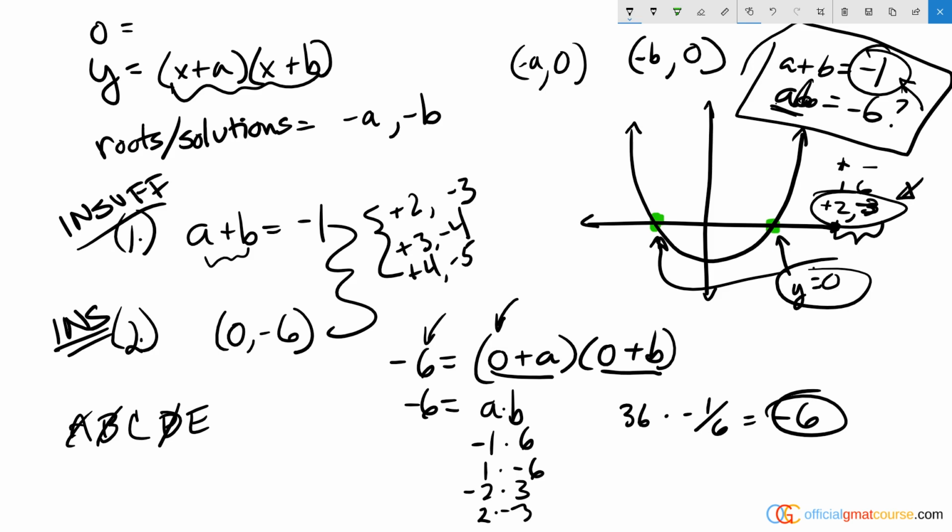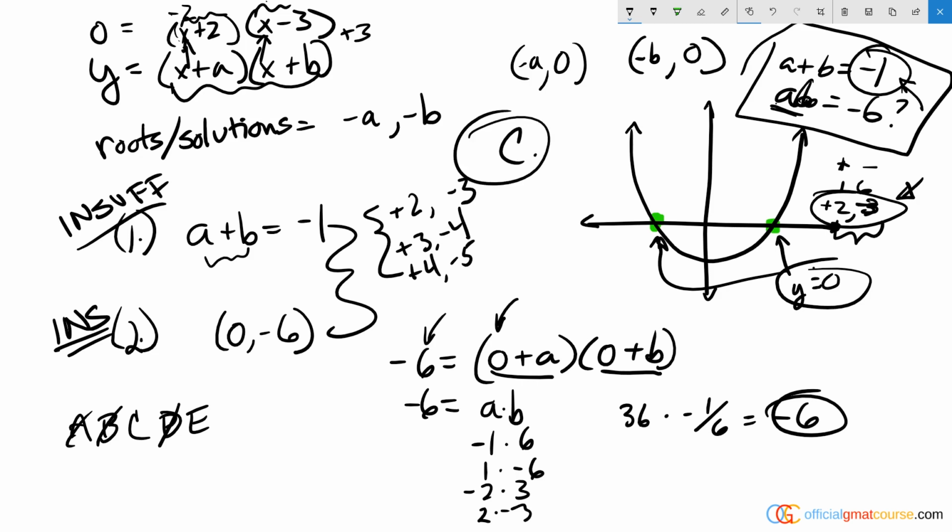These are my two values for a and b. So I basically have x plus 2, x minus 3. And then the actual roots here, or solutions, are -2 and +3, which would set this side equal to 0. Depending on which one I choose, it'll wipe out the other side. And so I know for a fact that those are my roots, and the answer choice here is answer choice C. The statements together create a sufficient answer, but neither of them on their own were sufficient.